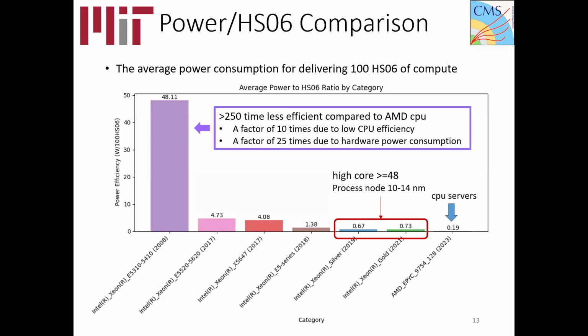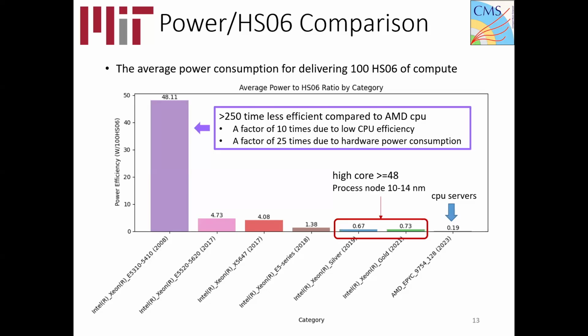And here is the power that you need to provide 100 HSPAC computation. The difference is even larger. Take the oldest hardware, for example. They are almost more than 2 orders of magnitude different.